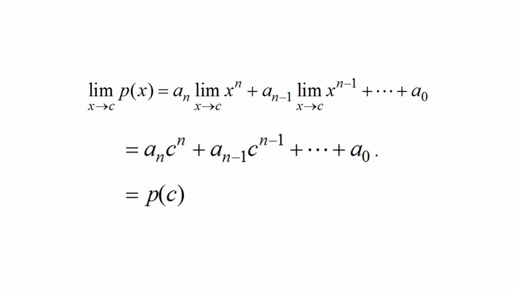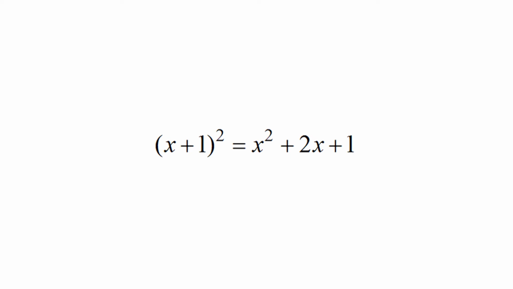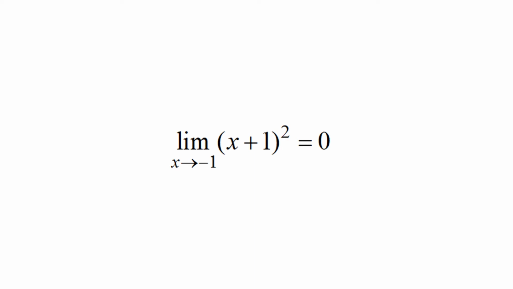This completes the proof. As an example, since (x plus 1) whole square equal to x square plus 2x plus 1 is a polynomial, by putting x equal to negative 1, we immediately see that the limit of (x plus 1) whole square as x approaches negative 1 is 0.